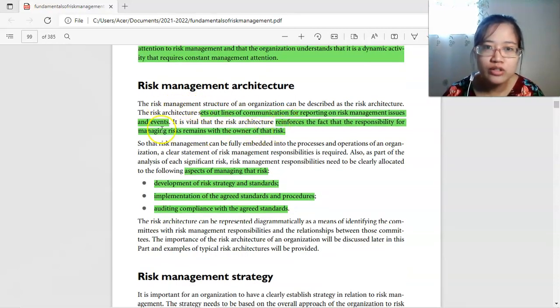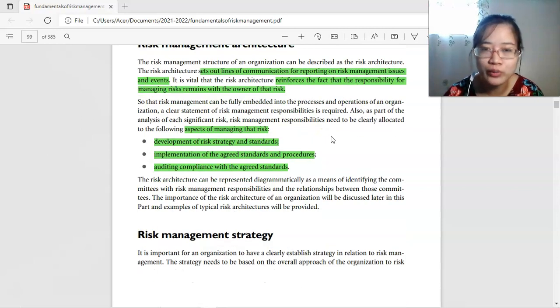Risk management architecture, medyo paulit-ulit na lang tayo dito. Pero, okay, let's reiterate again para tumatak sa ating isip. So, risk management architecture sets out lines of communication for reporting on risk management issues and events, reinforces the fact that the responsibility for managing risk remains with the owner of that risk. And in cases of businesses, business management ang owner ng risk. So, aspects of managing that risk, development of risk strategy and standards, implementation of the agreed standards and procedures, and then auditing compliance with the agreed standards.